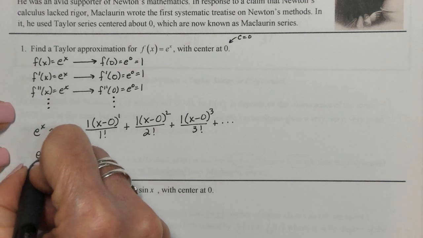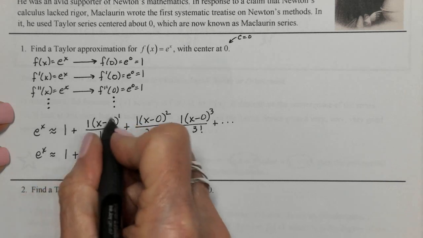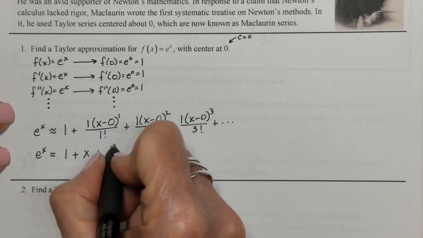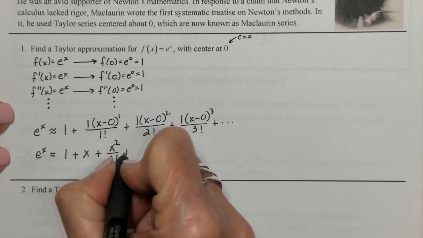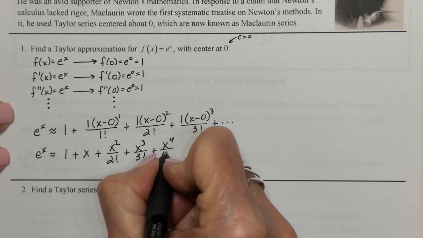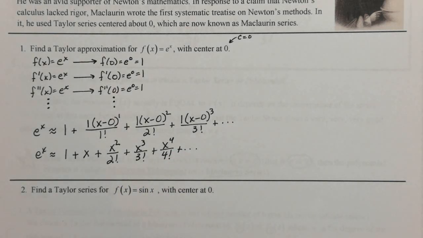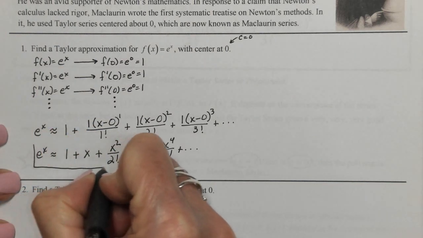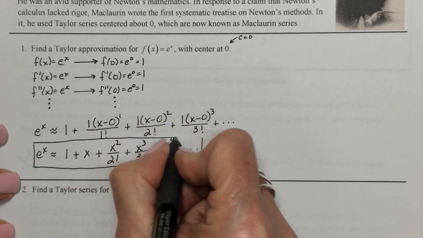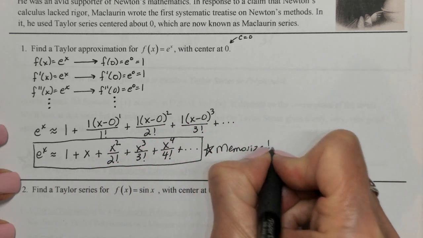So if I simplify this, we'd have 1 plus x plus x squared over 2 factorial plus x cubed over 3 factorial. If I went on, I'd have x to the 4th over 4 factorial plus ... and that is the power series. That's the Taylor series for e to the x. Okay? I need you to memorize this for e to the x specifically.